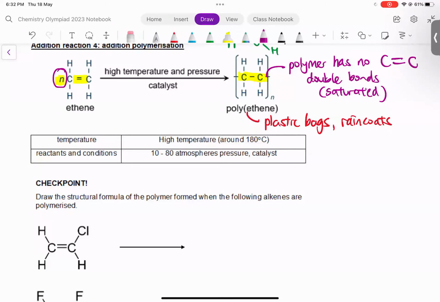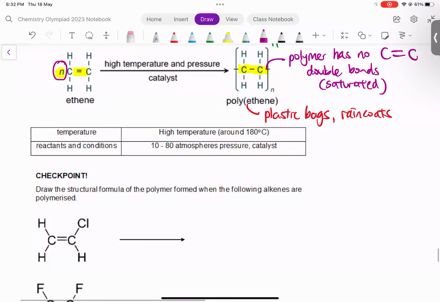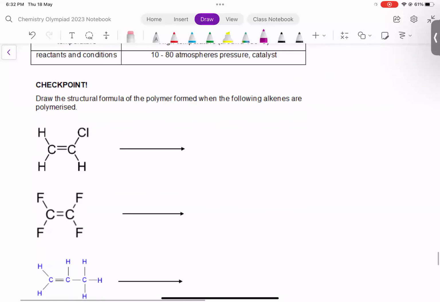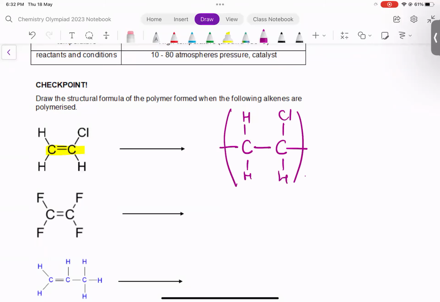Now, the way to draw the polymer is very easy. You just have to break the double bond, open left, open right. So let's see it now. Double bond is here. We break the double bond, open left, open right. Then we just keep the rest the same. Then we put a bracket around it and put N. That's it.